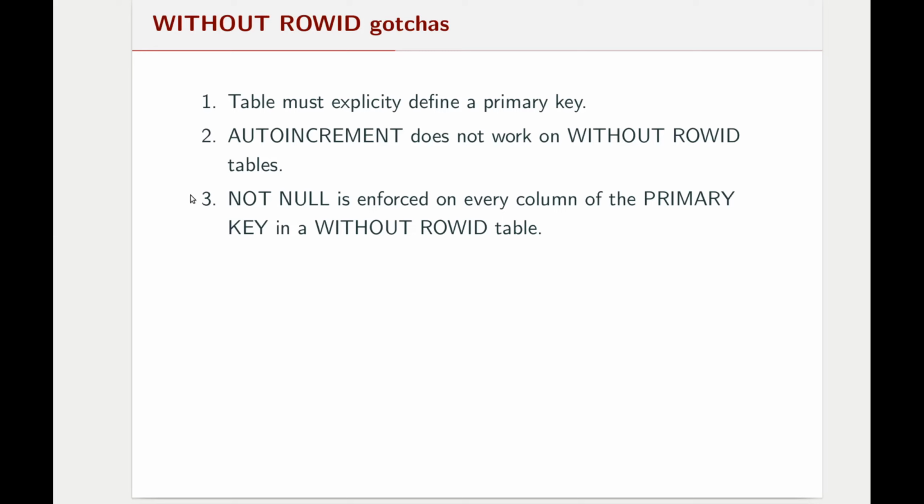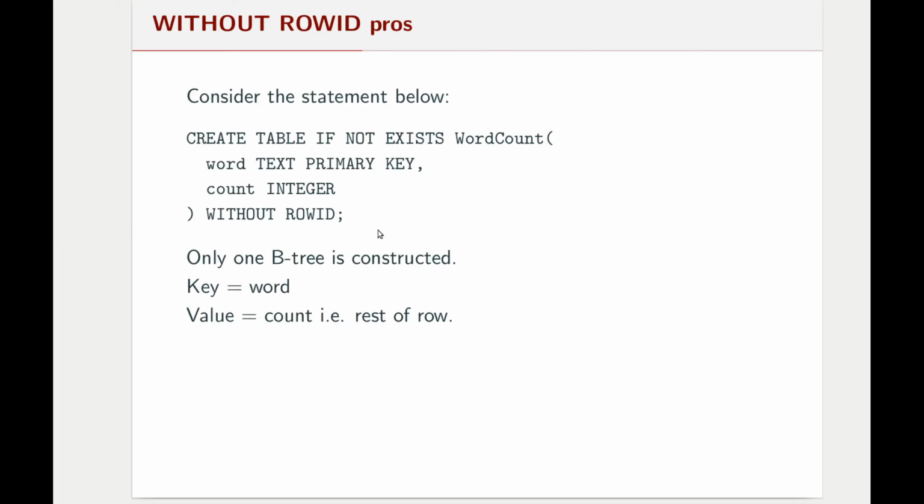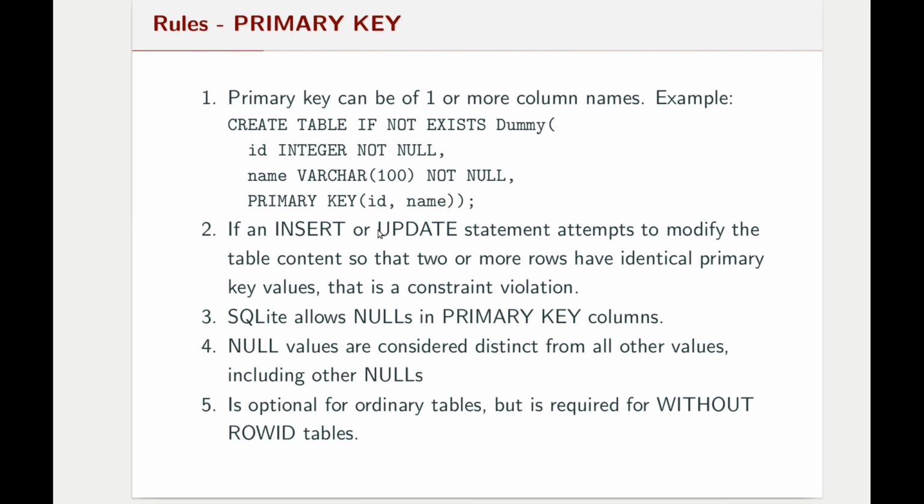Then the last thing is that not null is enforced on every column of the primary key in a without row ID table. What does this mean? In case we have just one column as a primary key in a without row ID table, then that column has to be not null. That is, that column shouldn't be null. If we have a composite primary key, so if we have something like this, then the ID cannot be null and the name also cannot be null.